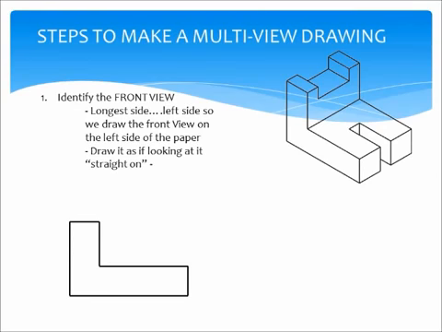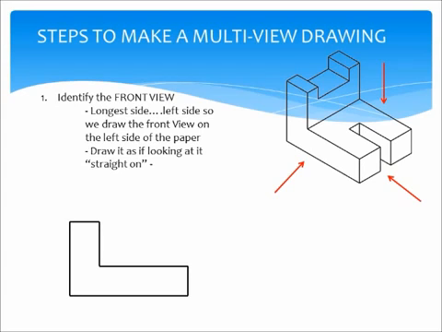So we start making a multi-view drawing by identifying the front view. Now, the front view is the longest side. If we look at this part, we can see that there are 3 views of the part showing. There's a left side, there's a right side, and there's a top. So if we want to identify the front view as the longest side, which view would be the front view in this particular drawing? Well, it would be the left side, because the left side is the longest side.